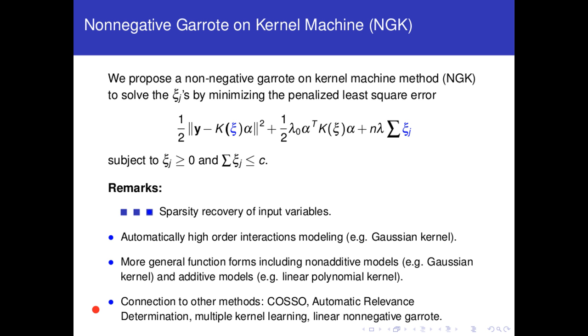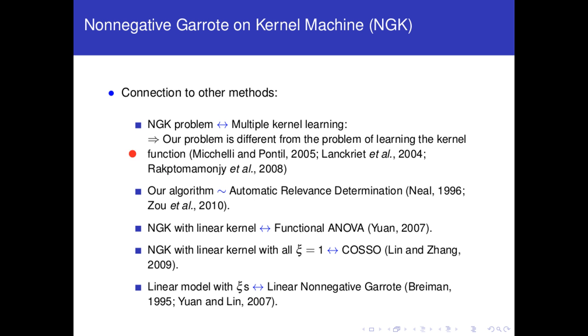We can also connect our method to other approaches. Our NGK problem can become a multiple kernel learning approach. Our approach can connect with automatic relevance determination. Our approach with a linear kernel becomes a functional ANOVA model. With a linear kernel and all xi equal to 1, it becomes the LASSO approach. Using a linear model with xi, it becomes the linear non-negative garrote approach.